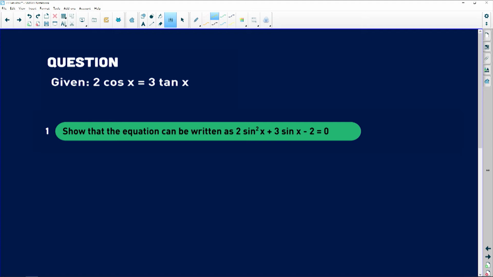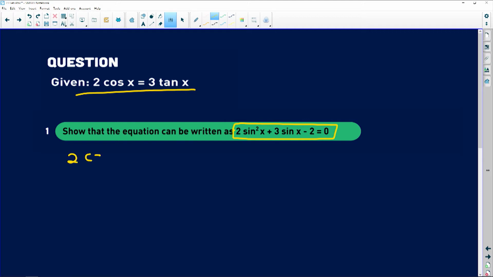Firstly, we need to show that the equation can be written as 2 sine squared of x plus 3 sine of x minus 2 equals 0. Okay, guys, you should know immediately that this is a quadratic trinomial and it can be factorized. But how do we get this expression into that form? So let's start manipulating it.